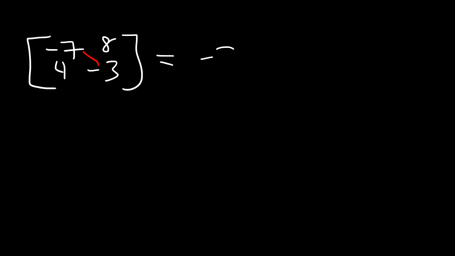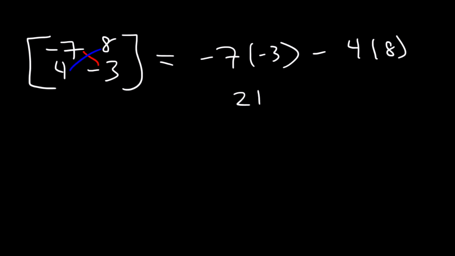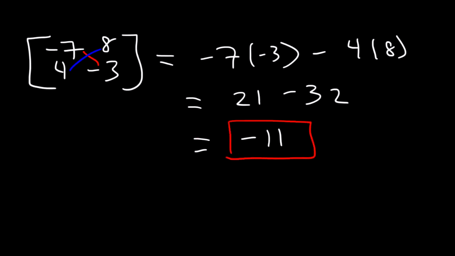Now it's your turn. For the sake of practice, try this one. Negative 7, 8, 4, negative 3. So it's going to be negative 7 times negative 3, and then minus 4 times 8. Negative 7 times negative 3, that's 21. Negative 4 times 8 is negative 32. 21 minus 32 is negative 11. So that's how you can find the determinant of a 2 by 2 matrix.